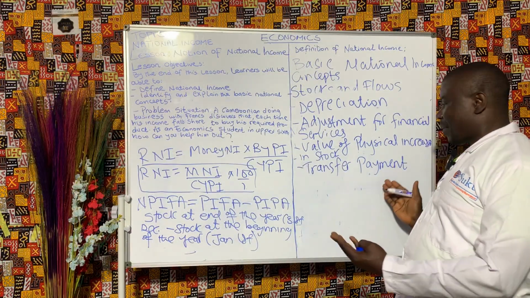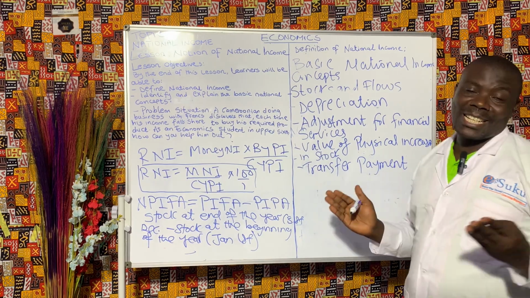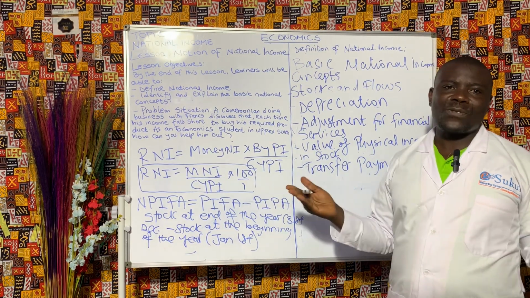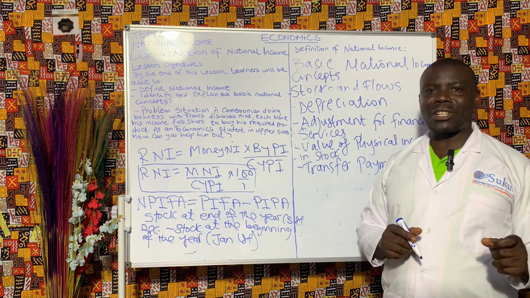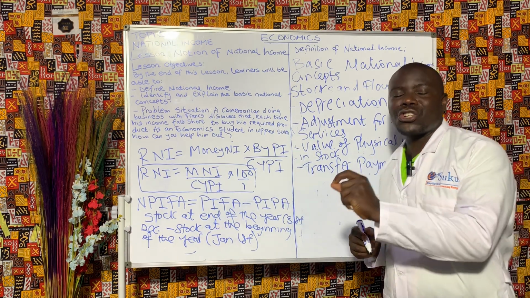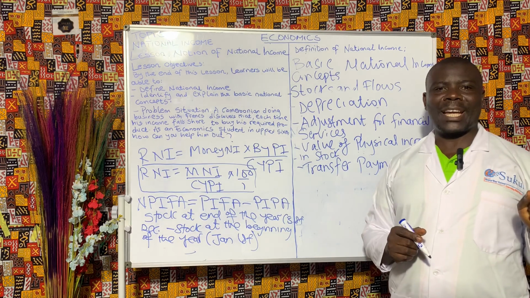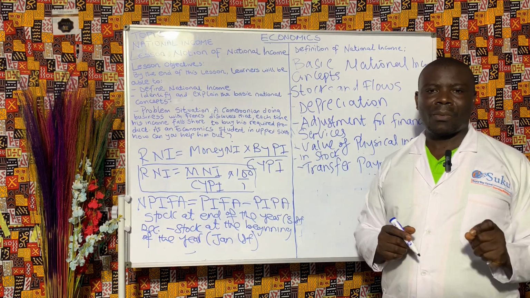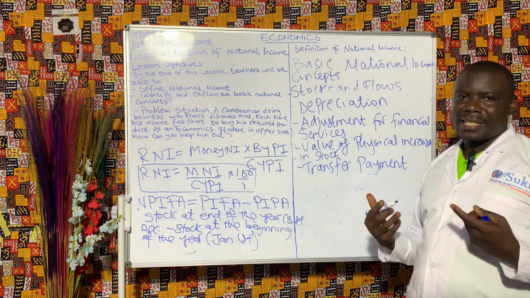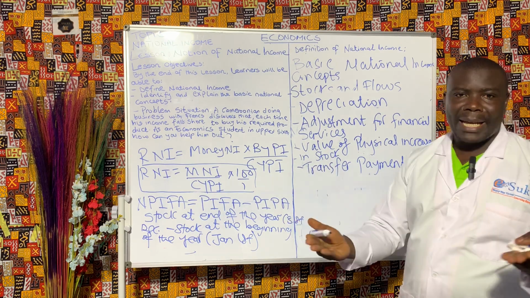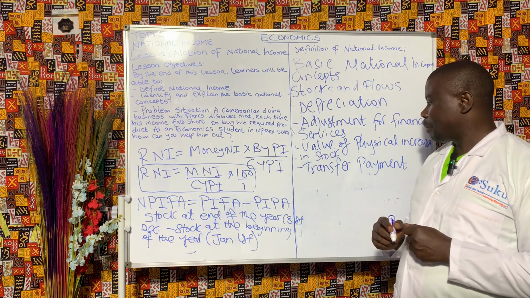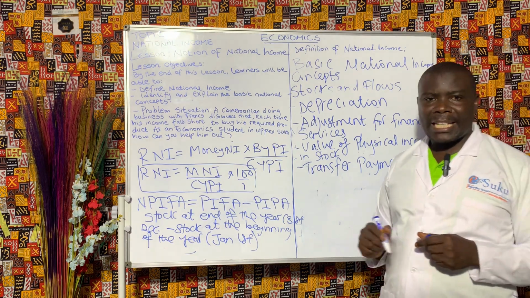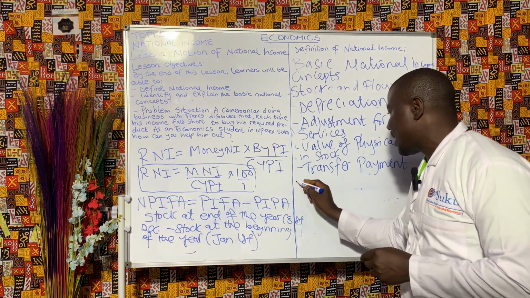The next concept we are looking at is transfer payment. Transfer payment is payment made for which there is no corresponding contribution to current output. Examples of such payments include unemployment benefits and pension allowances. We move on to the next, which is gross domestic.